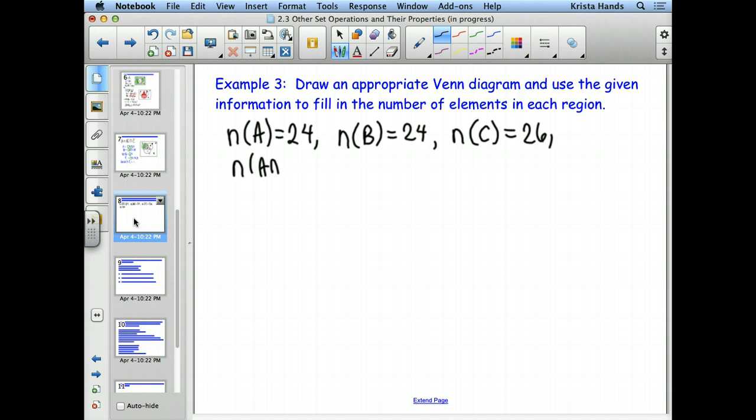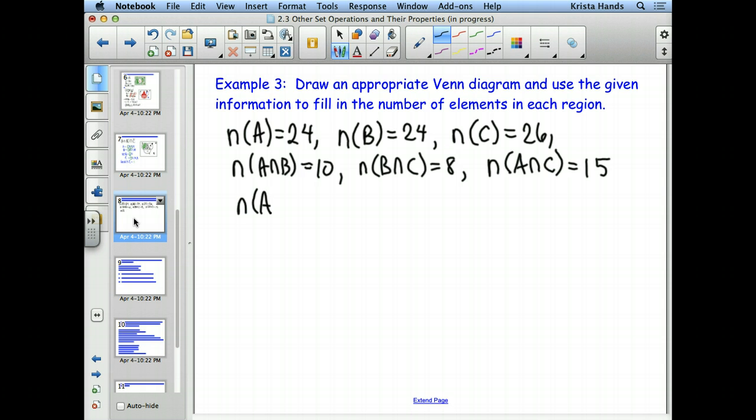N of A intersect B is 10. N of B intersect C is 8. And N of A intersect C is 15. Here's two more. N of A intersect B intersect C is 6. N of U is 15.